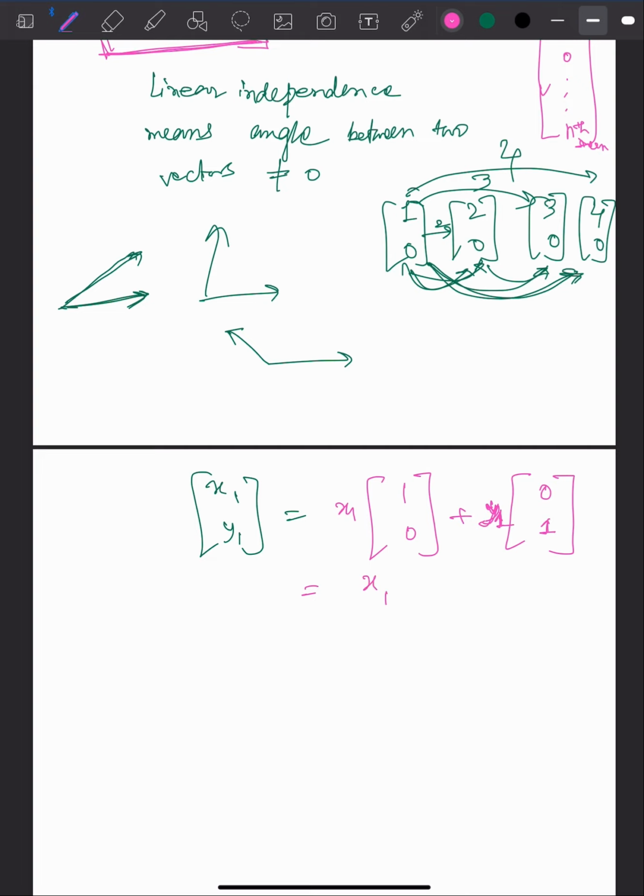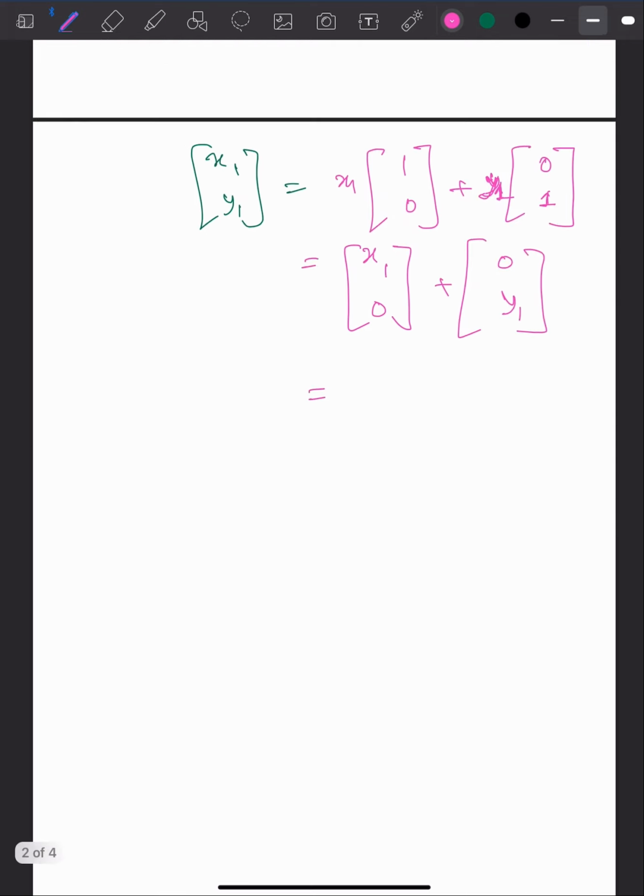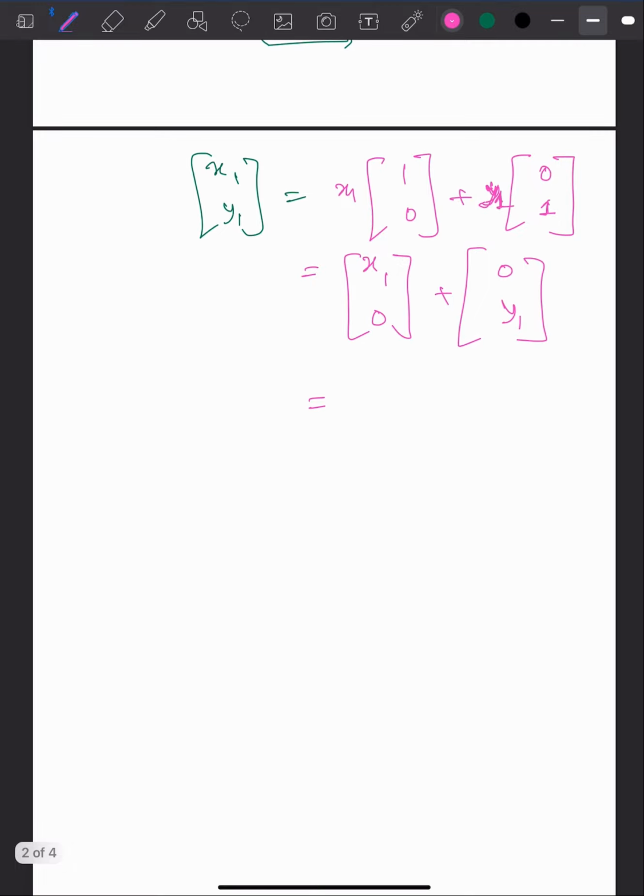That means x1 0 plus, sorry, 0 y1. This is nothing but, say this is x1, when 10 is multiplied with x1, it goes up to this, and when 01 is multiplied by y1, it goes up to this.